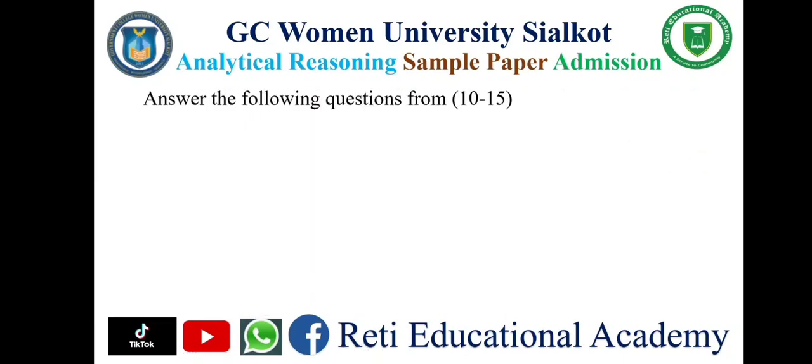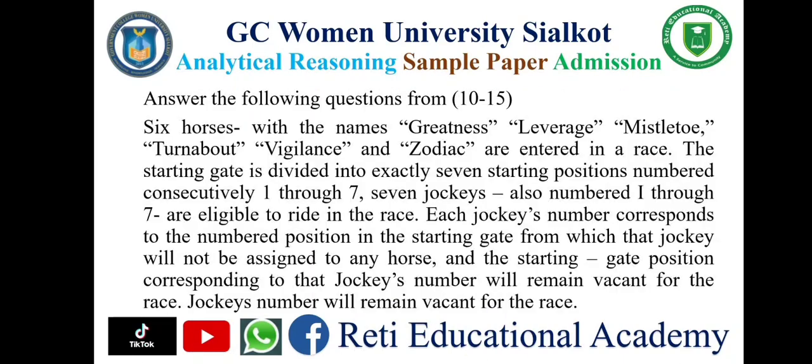Answer the following questions from 10 to 15. 6 horses with the names Greatness, Livers, Mr. Turnabout, Vigilance, and Zoidek are entered in a race. The starting gate is divided into exactly 7 starting positions numbered consecutively 1 through 7. 7 jockeys, also numbered 1 through 7, are eligible to ride in the horse race.